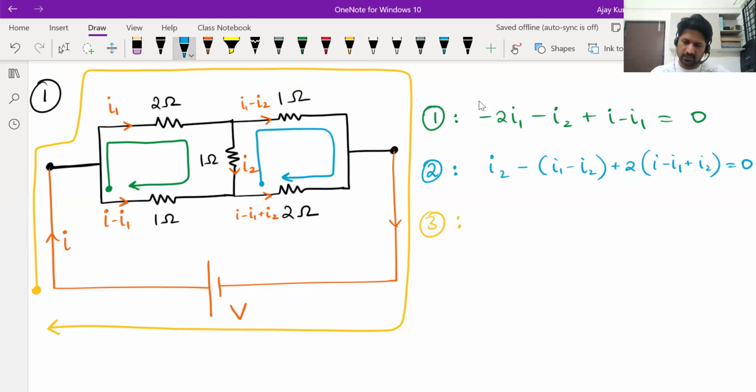Minus 2I1, plus I2 minus I1. Okay, minus of I1 minus I2, you made it as I2 minus I1. Okay, I'll write it as it is, minus of I1 minus I2, plus V equals 0. You're going from negative terminal to positive terminal, so plus V is equal to 0, right? So these are the three equations that you get. And your aim is now to express I in terms of V. So you have to remove I1 and I2. So from the first equation, you take I1, put it in the second equation. Then from the second equation, you take I2, put it in the third equation. Okay, let's see.